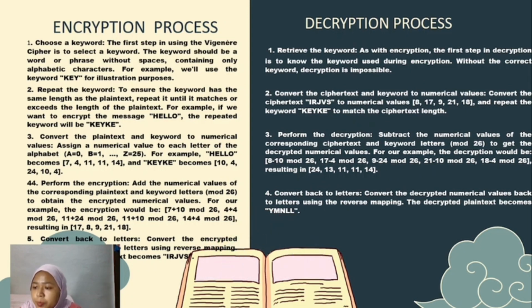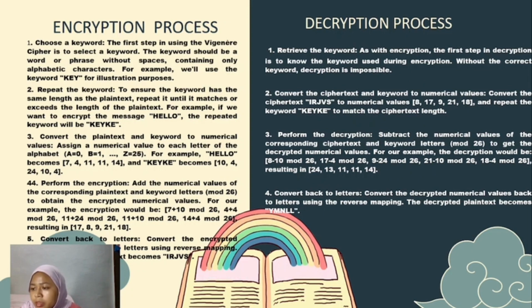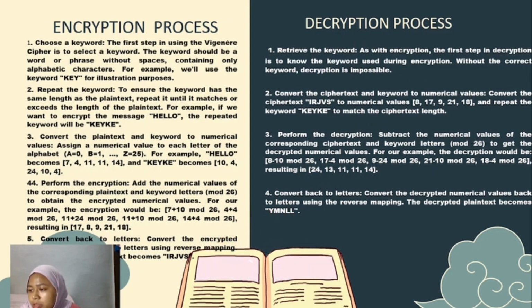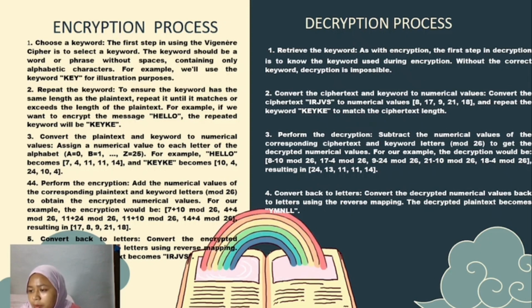Number 3 is perform the decryption. Subtract the numerical value of the corresponding keyword letters from the ciphertext letters, mod 26, to get the decrypted numerical values. For our example, the decryption would be 17 minus 10 mod 26, and so on, following the example.